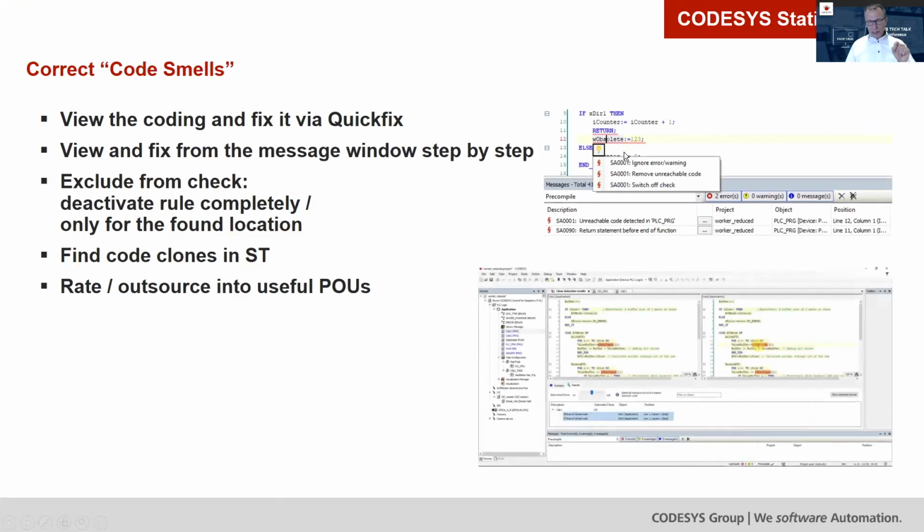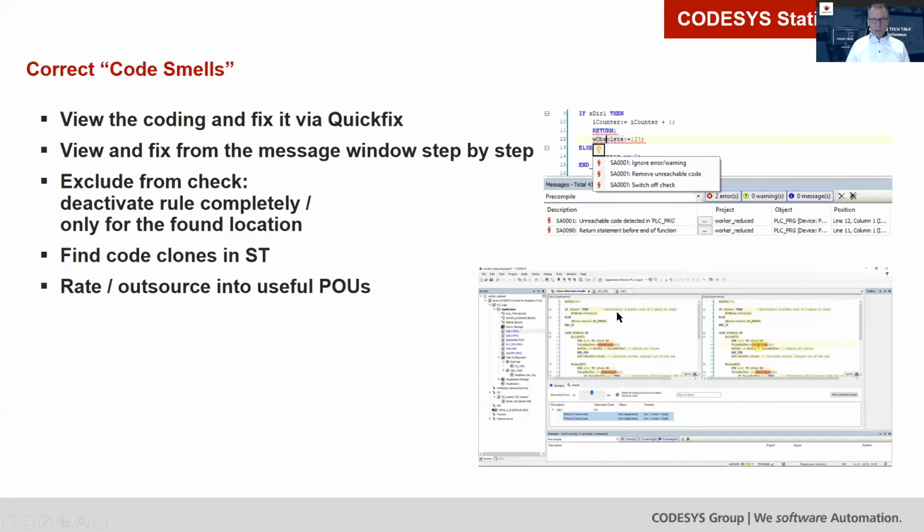In case you activate the code check during programming, you get such so-called smart tags. And you can then, for example, have here an unreachable code, and you could just remove it with a mouse click, or do it in the message window. Then I showed you that you can exclude from check, either deactivate the rule completely or only for a found location. You can find code clones in that structured text editor and refactor them, outsourcing them into a useful function.